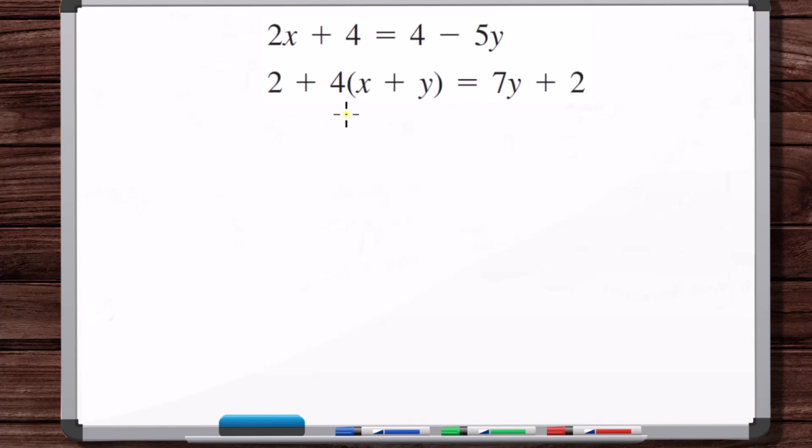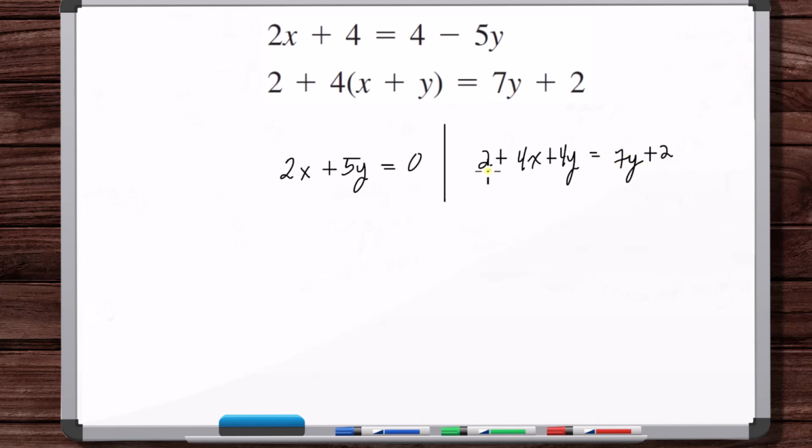Okay, let's see. Let's clean these two equations up. If we add 5y to both sides of the first equation and then subtract 4 from both sides, we get this. Now the second equation, let's distribute that 4, is equal to 7y plus 2. So 4x, subtracting 7y from both sides. Okay, so we've got 4x minus 3y is equal to 0.